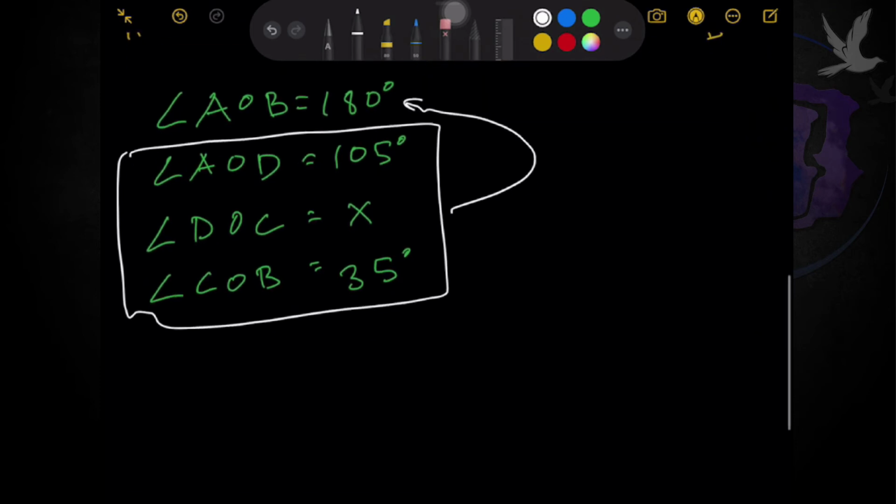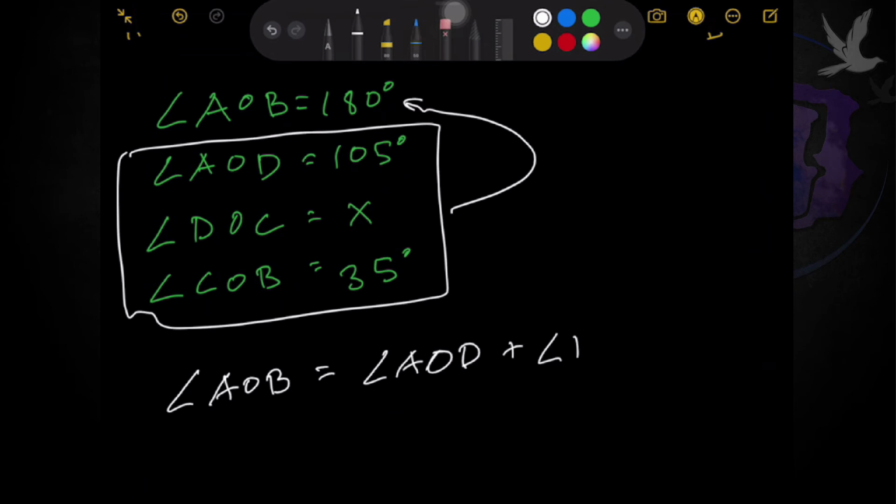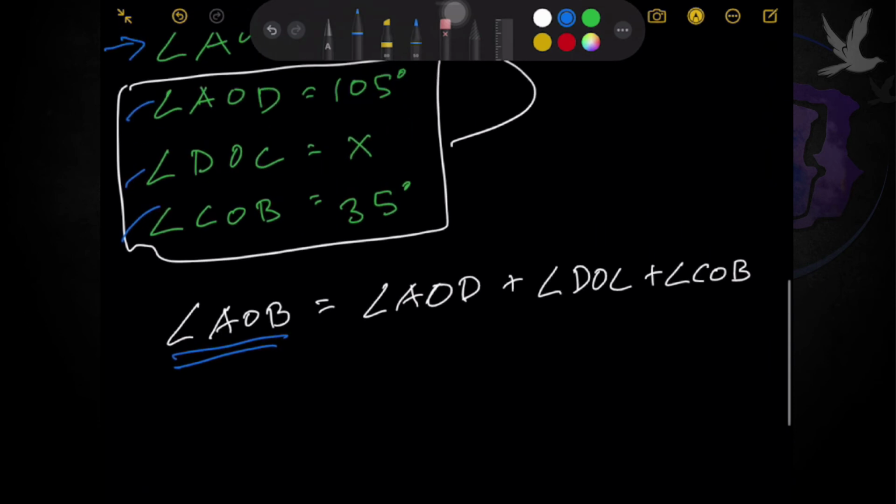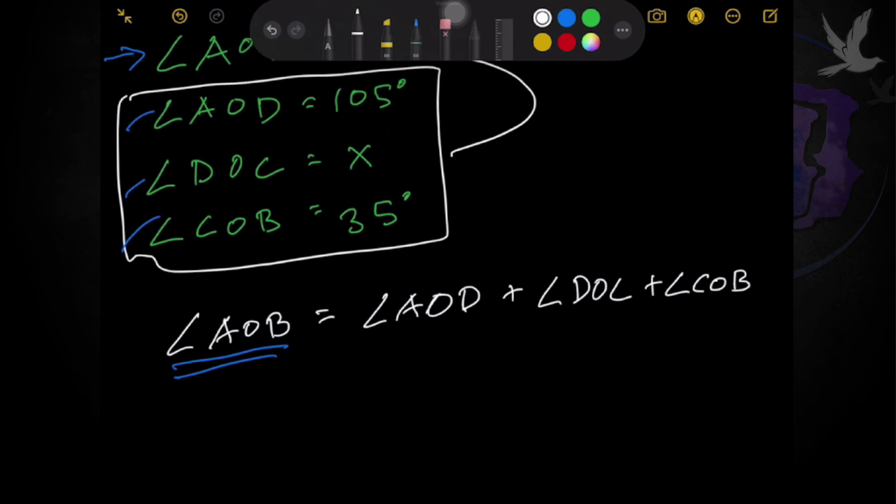So rewriting this, we now have angle AOB equals angle AOD plus angle DOC plus angle COB. Okay? Again, itong angle na to is equivalent to 180, and all these three angles, 1, 2, 3, is all equivalent to 180 if you're going to add them all up. So, doing so, all you need to do now is to substitute the value. Solving for angle AOB tayo.